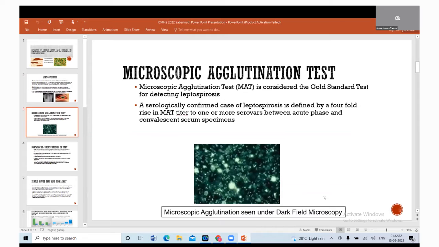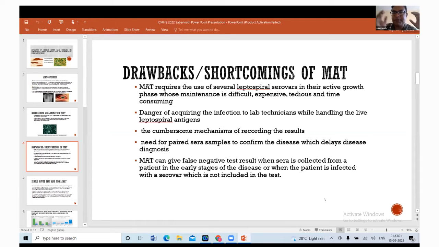Coming to the microscopic agglutination test, this is the gold standard test for detection of leptospirosis. And the WHO, World Health Organization, definition for a serologically confirmed case of leptospirosis is a fourfold rise in MAT titer for one or more leptospiral serovars between acute phase and convalescent serum specimens.